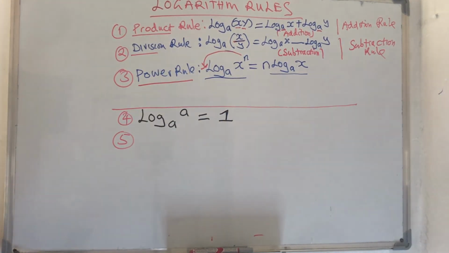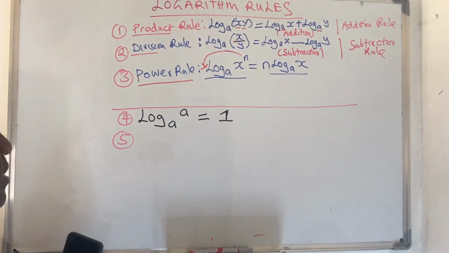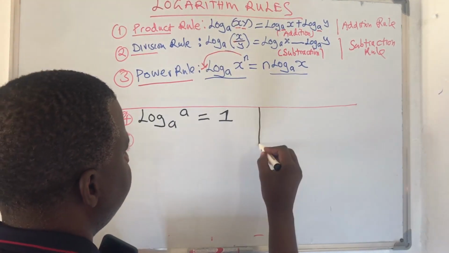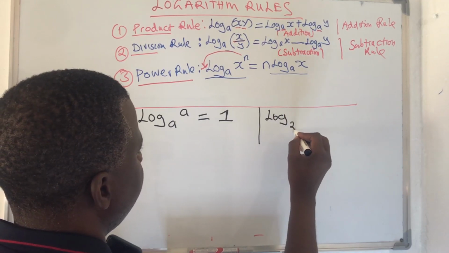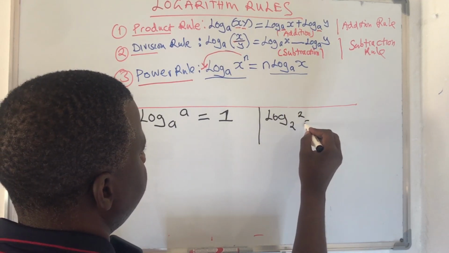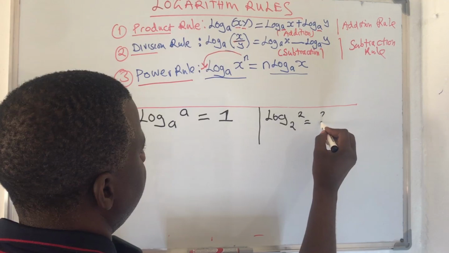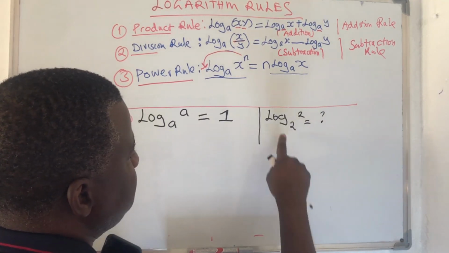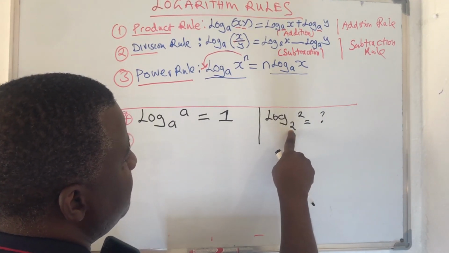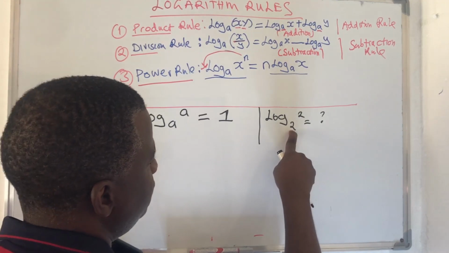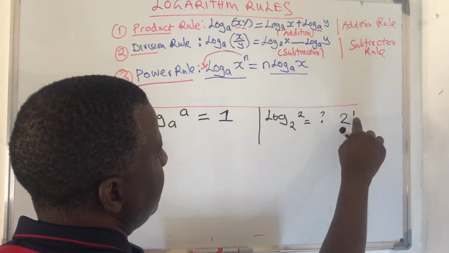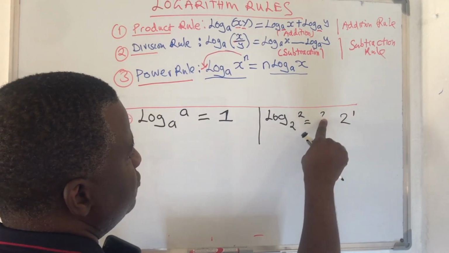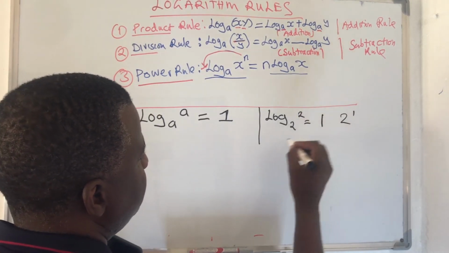Okay? So if you see similar things here, the base and the answer, just know that this log is equal to 1. Okay? In short, what we are saying is, let's say you have got log 2 of 2 is equal to what? You are asking yourself, what number can I raise 2 to so that I get a 2? You see that it's 2 to the power 1. It's power 1, isn't it? So you definitely get a 1.